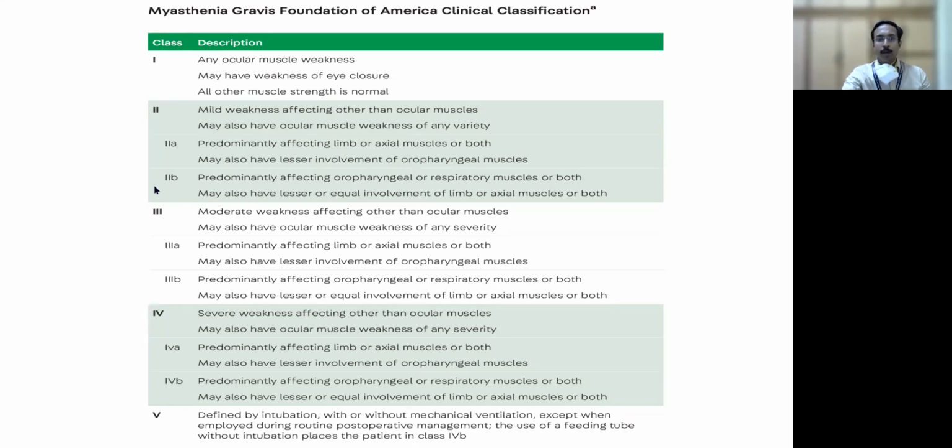So in this, very briefly, class 1 is any ocular weakness, so ptosis, diplopia. Classes 2, 3, 4 are mild, moderate, severe limb weakness. A and B: A is if you have predominantly limb weakness, B is if you have predominantly bulbar weakness. So mild limb weakness with significant bulbar weakness is 2B. Moderate limb weakness with significant bulbar weakness is 3B. Severe or impending myasthenic crisis will be 4B. Class 5 is if you are intubated, you are in myasthenic crisis. So 2, 3, 4 is mild, moderate, severe limb weakness, and A and B depends on whether the predominant phenotype is limb or bulbar.